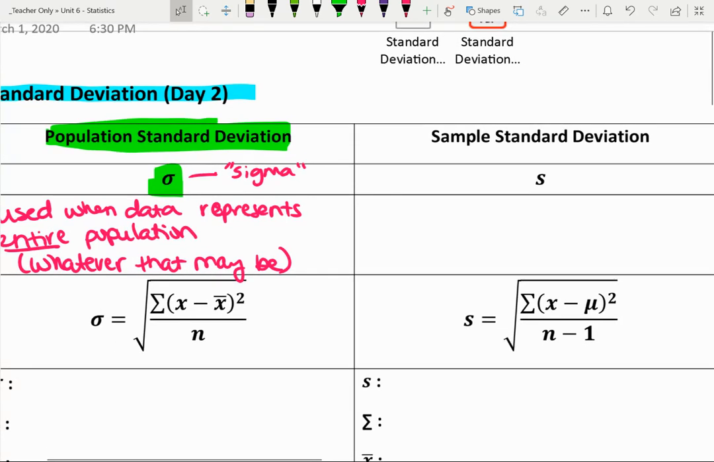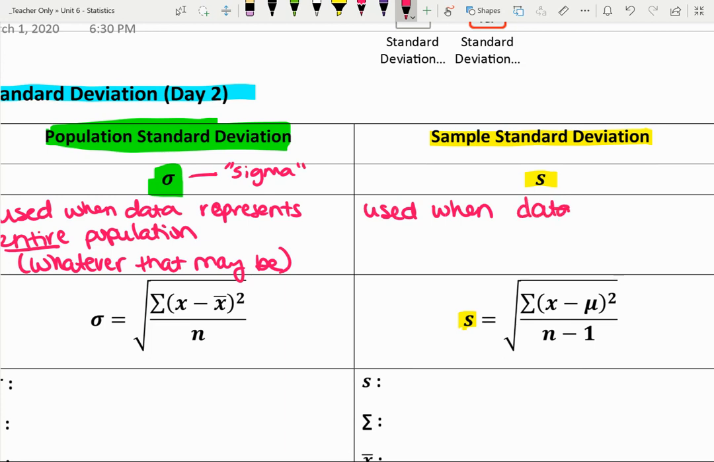We can also have a sample standard deviation. And so that's our second kind of standard deviation. And this one is actually using the letter S there. And a sample standard deviation, just like in the name again, is used when the data only represents a sample of a larger population.